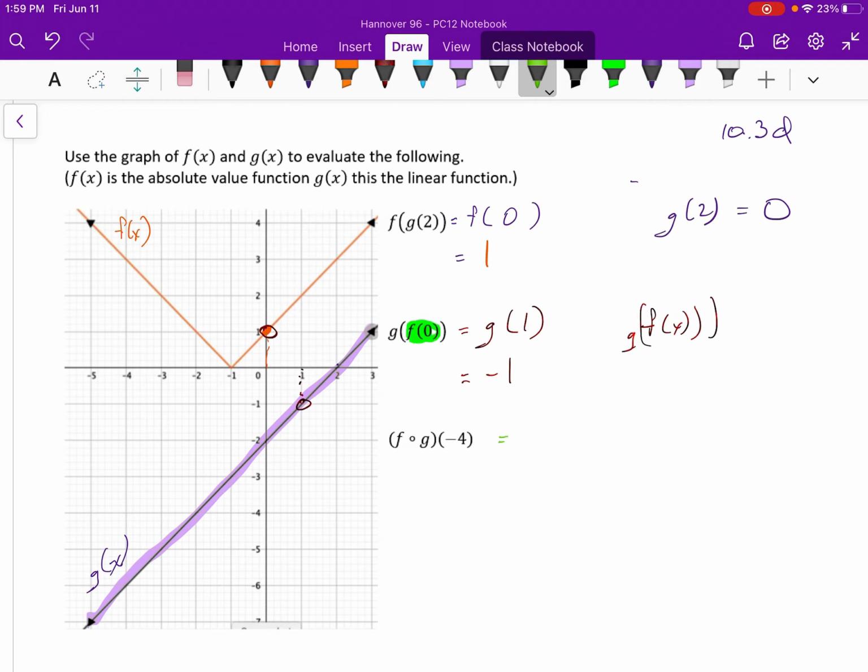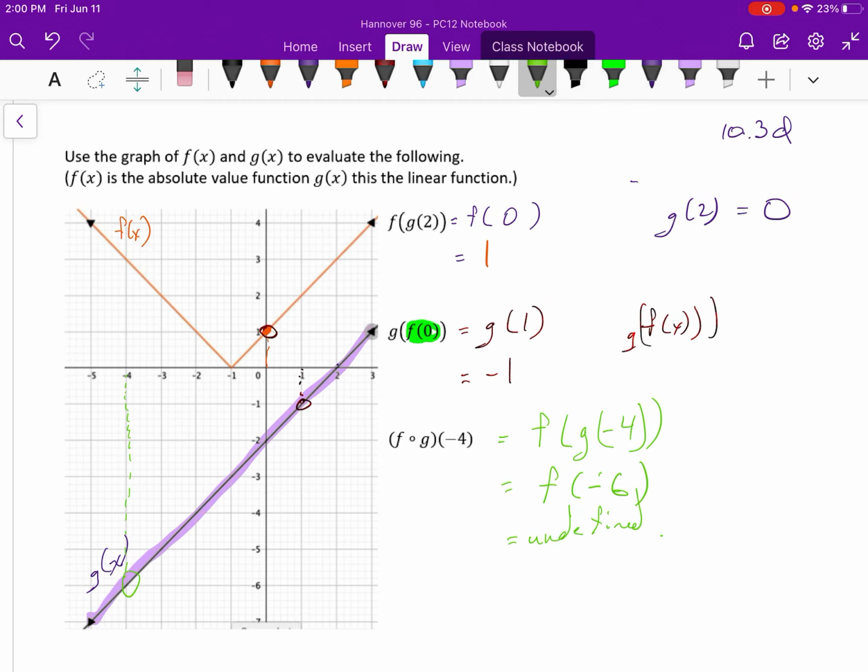Now f composed of g of -4. I'm going to write this as f of g of -4. Well, g of -4, now g is the line. But when my input is -4, my output is -6. So f of -6. Now, when I go to -6, unfortunately, it's not defined on my graph. I could take a guess, but I'm going to leave this as undefined because I did not give you the equation of the functions.